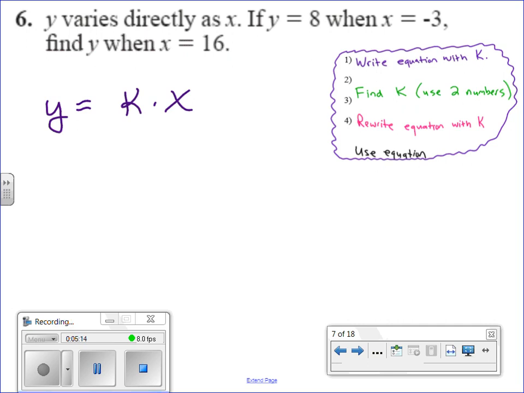Step 2, find k using two of the numbers. The two numbers that we're going to be using are y equals 8 when x equals -3. And it's direct variation. I went ahead and put a multiply sign in my equation. How would I solve this for k?